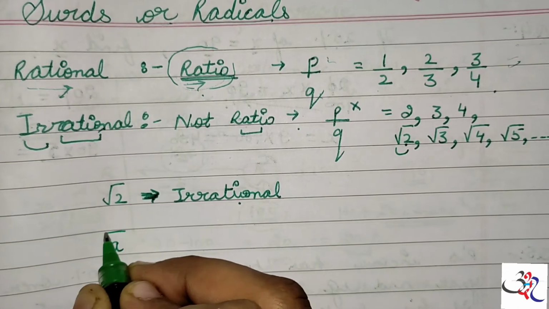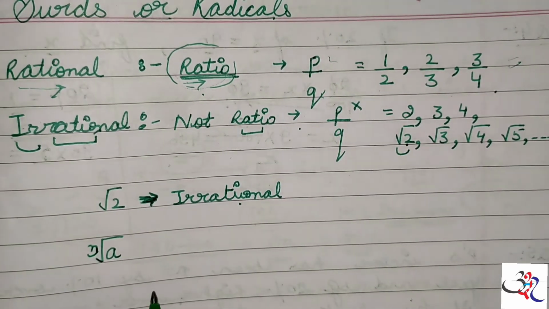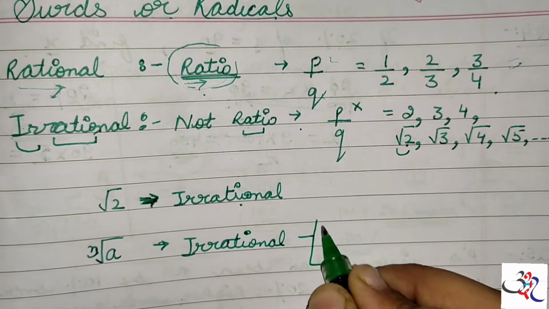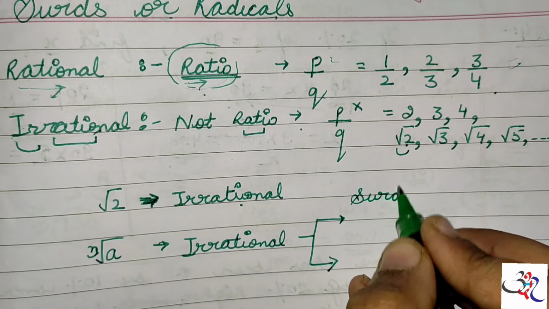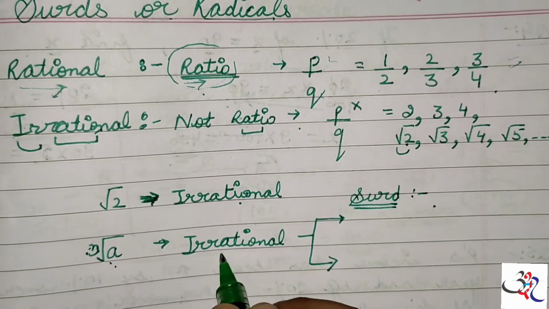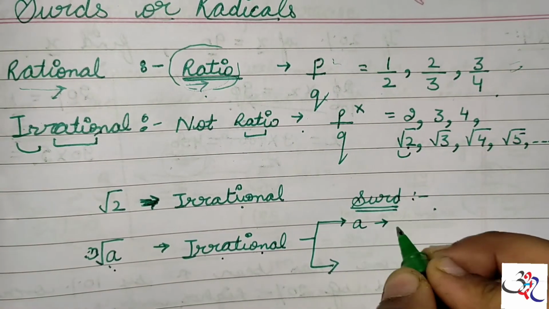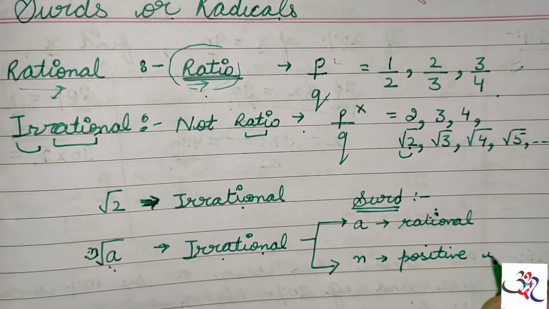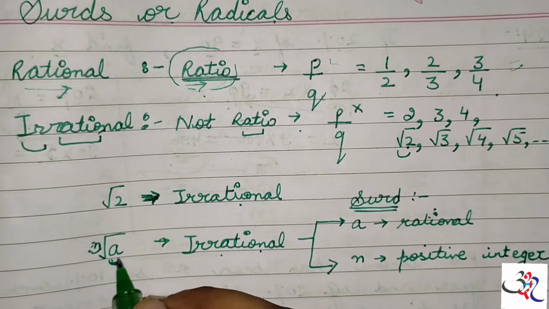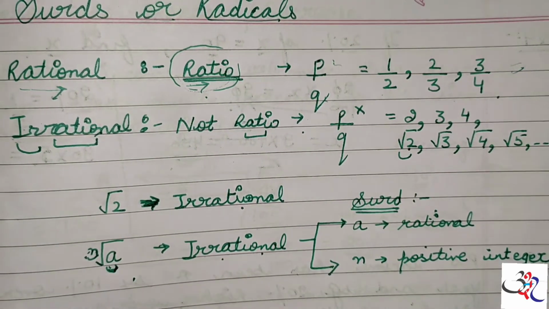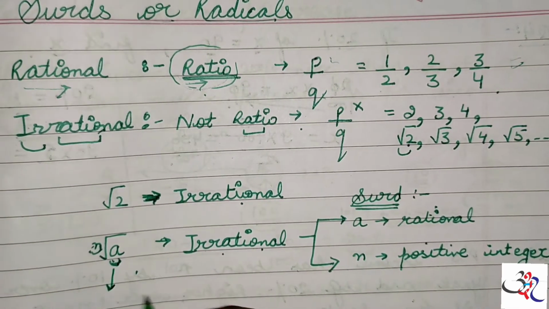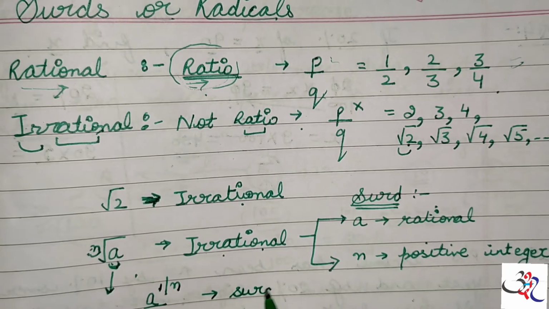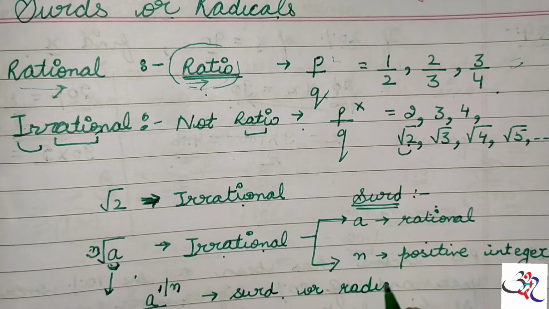Now suppose there is any number a, and I can write it as a under the nth root, and this number is my irrational number. Now we are going to understand the surd. For a surd, there are two conditions: if this is an irrational number, then my a should be a rational number and my n should be a positive integer. So this value n should be positive and a should be rational, but their result should be an irrational number. I can represent this number as a raised to the power 1 by n. This is called a surd, or radical.